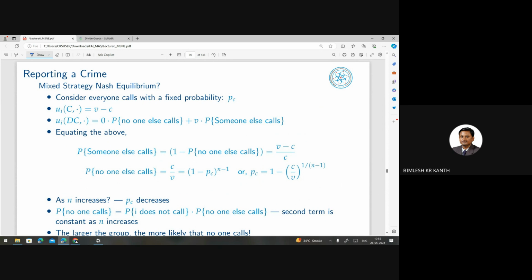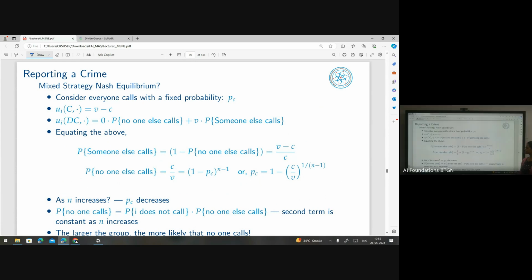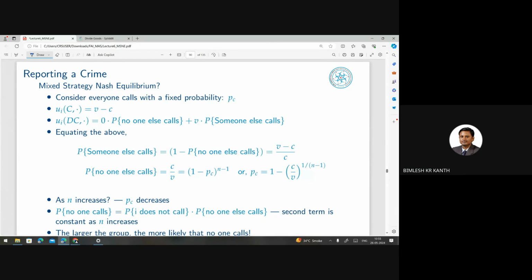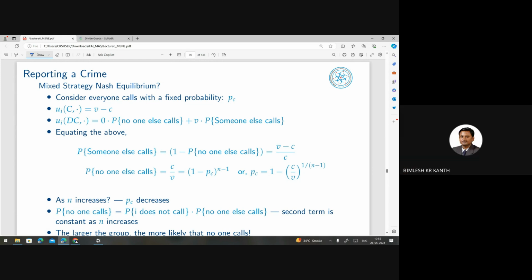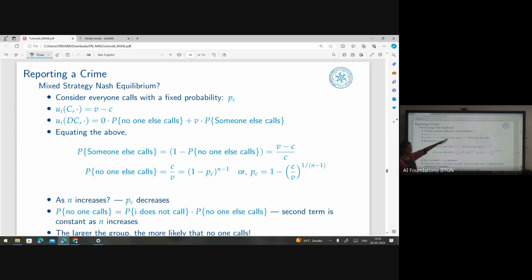If I do not call, the third line is equal to 0 times the probability no one else calls plus V times the probability someone else calls. Why is this no one else calls coming and 0 there? The idea is that when nobody calls and you have not called, you're not getting any utility. That's what I have represented. You don't really have to put it.